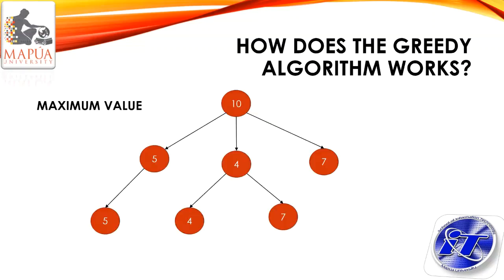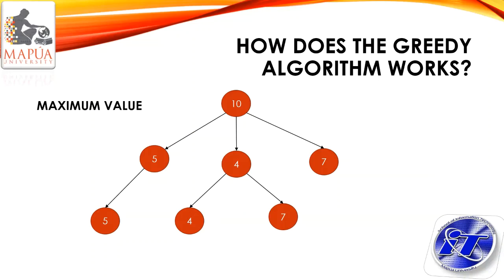Okay, so how does the greedy algorithm work? For example, you want to get the maximum value from the given root. Say the root is the first value, so the 0. In this example, we have a graph, we have a tree. Start with the node 10, and we want to determine what will be the maximum value starting from 10.